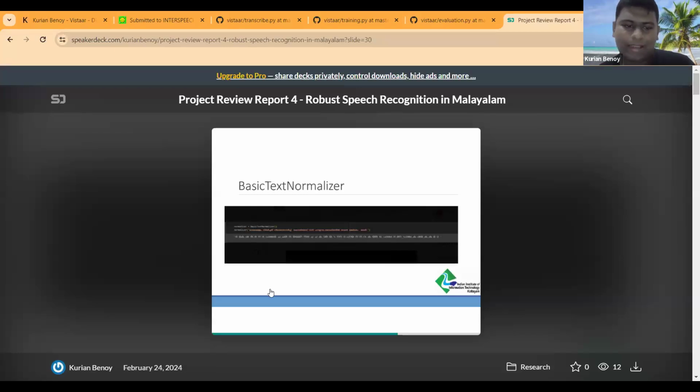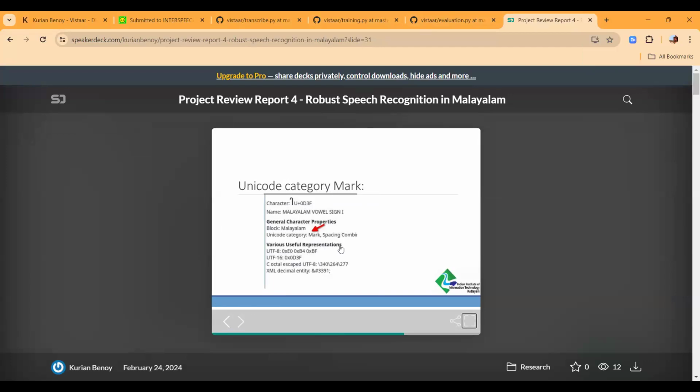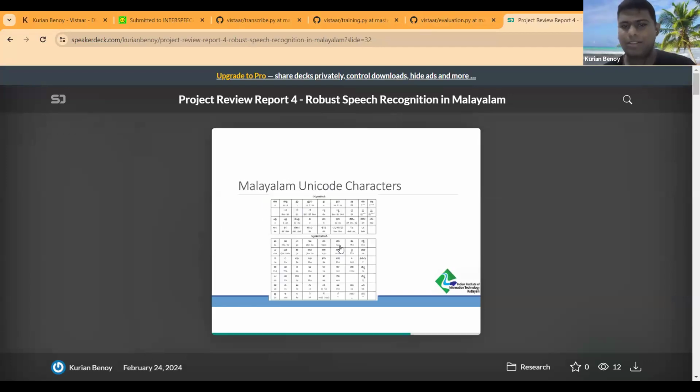But the Indic NLP library is a good choice, I will say. So basically, I was trying to explain in the paper that the Unicode category of mark is totally removed by that normalizer. Because of that, whatever character of that particular Unicode category mark is there, it is being removed. Okay, got it. And in Malayalam itself, there are a lot of Unicode characters with that marking.